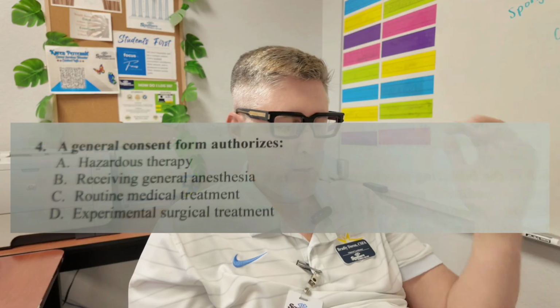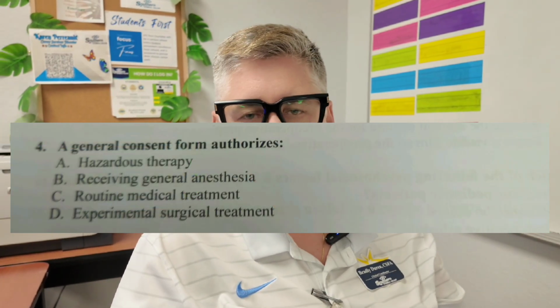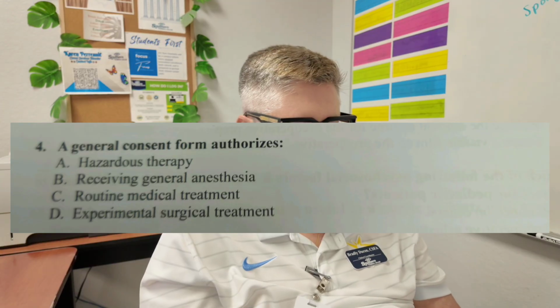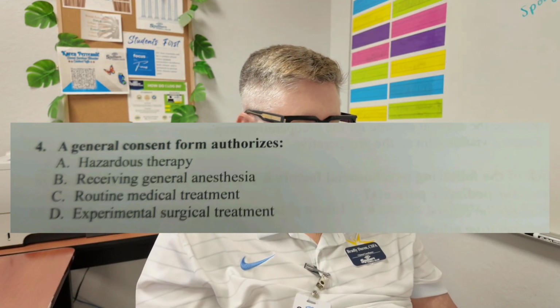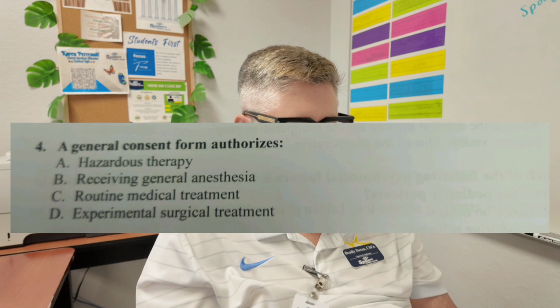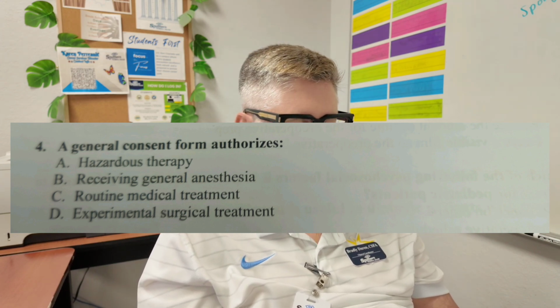All right, next question. Question 4. General consents. A general consent form authorizes what? So what is an informed consent? Is it hazardous therapy? Is it receiving general anesthesia? Is that what the consent's for? Routine medical treatment or experimental surgical treatment? So why are we giving a consent? That's pretty simple, right? That is for routine medical treatment.